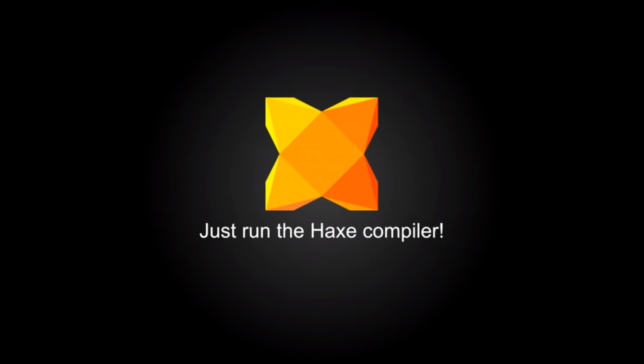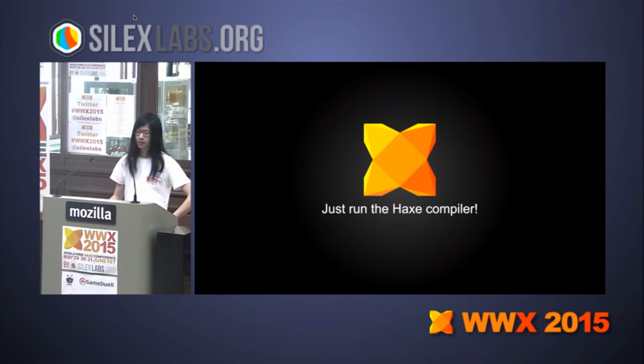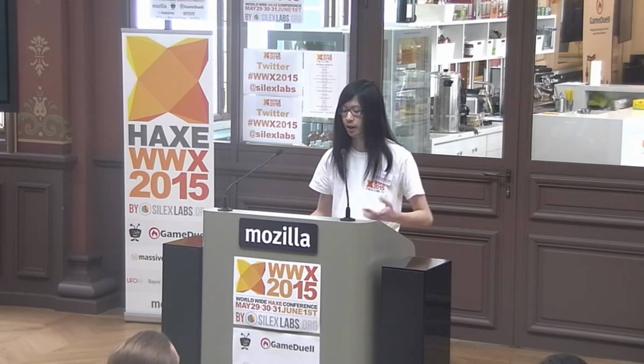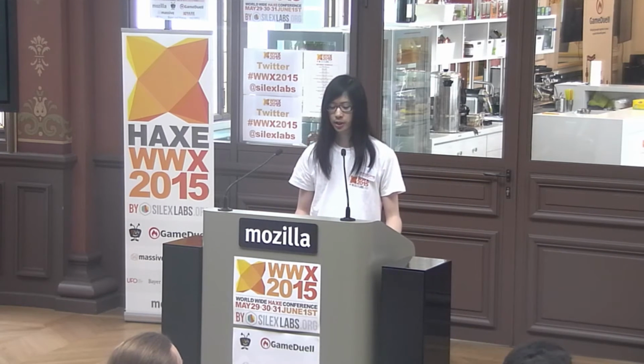Haxe is a compiled language. You always have to launch the compiler to compile your code. And it's a statically typed language. It catches a lot of errors by just type checking during compilation, and it catches a lot of errors and typos.